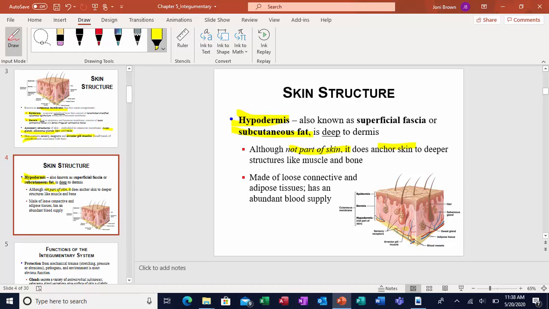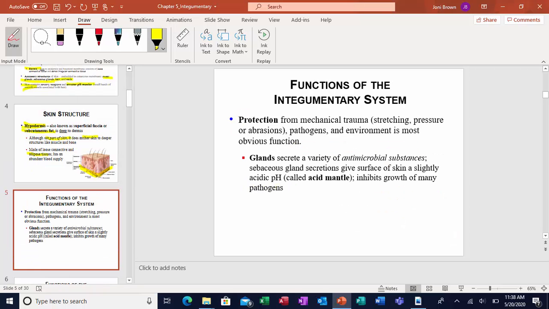It anchors the skin to anything underneath it, like muscles and bones. And you'll see it usually, even in your lab, it's got a lot of yellow tissue in it. That's because it's got a lot of adipose tissue, as well as a blood supply. And so that's going to be just right around the bottom here of the skin picture that's there.